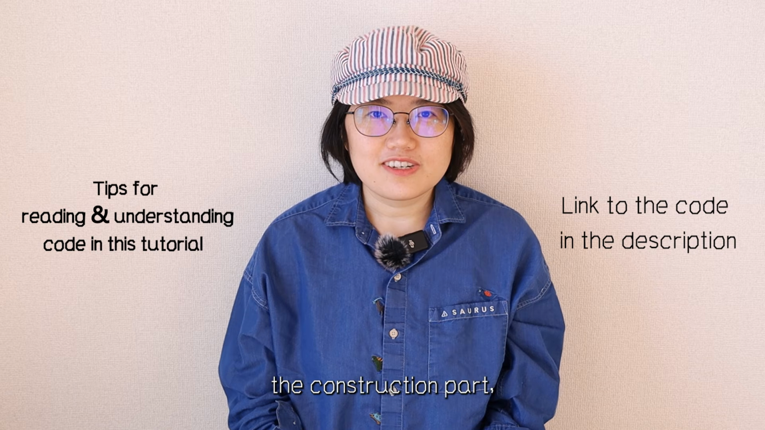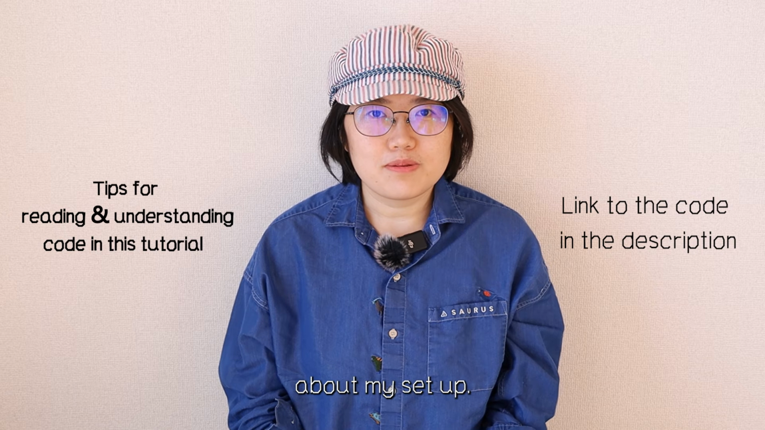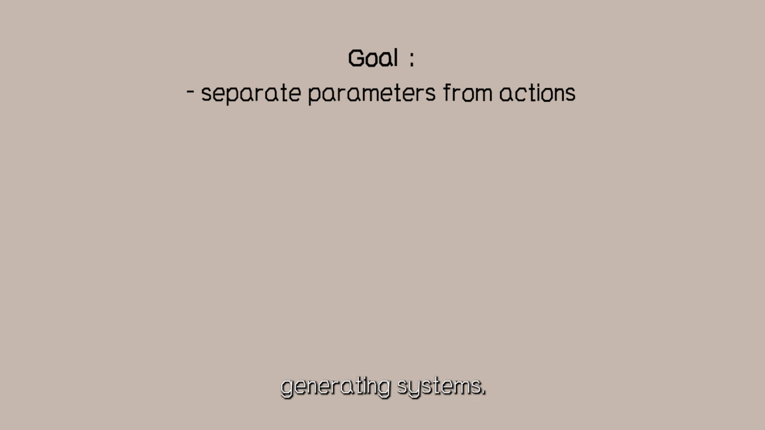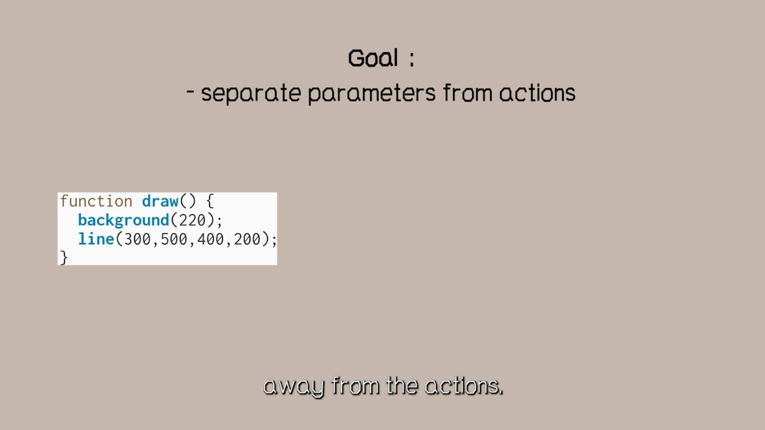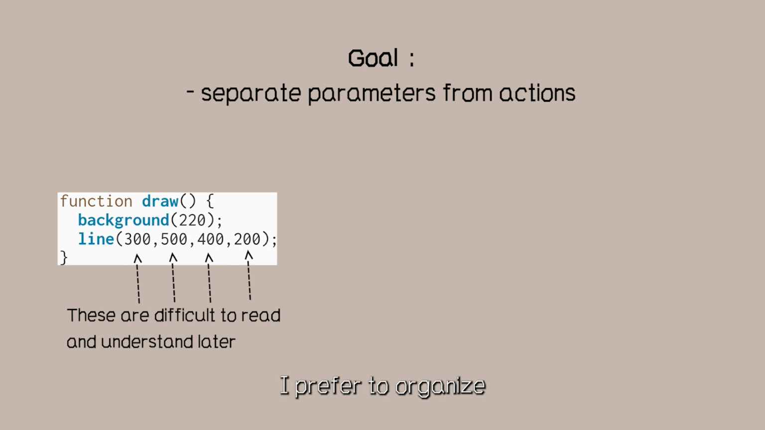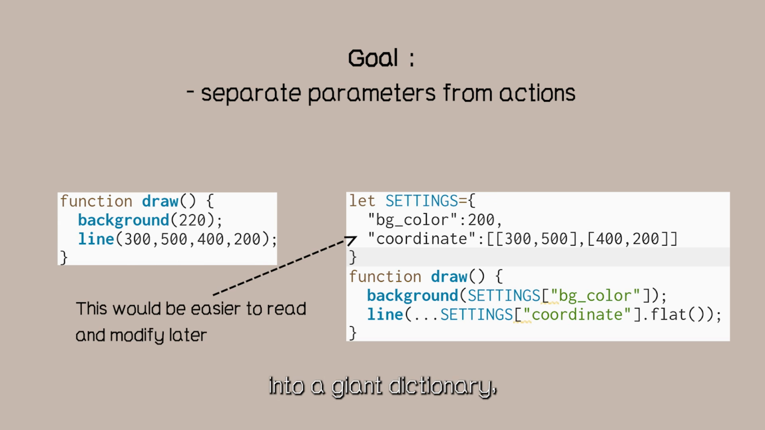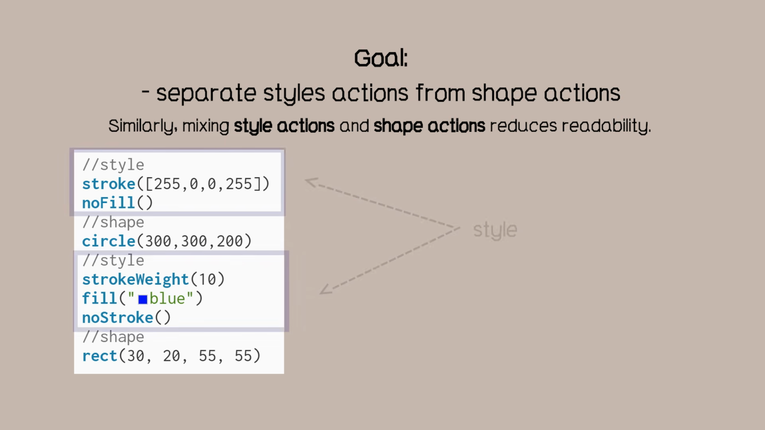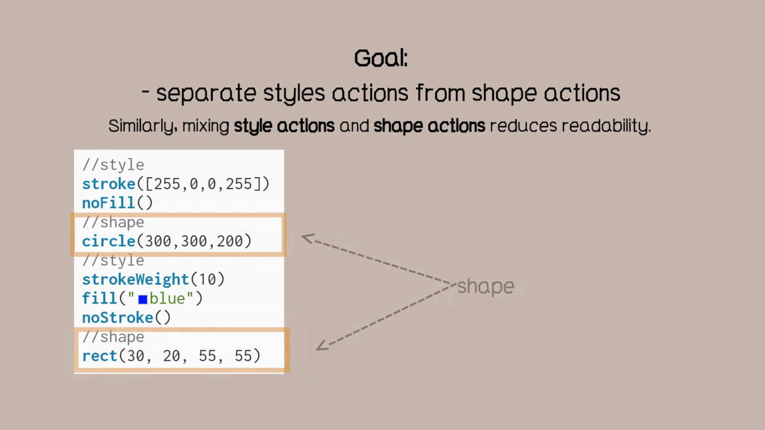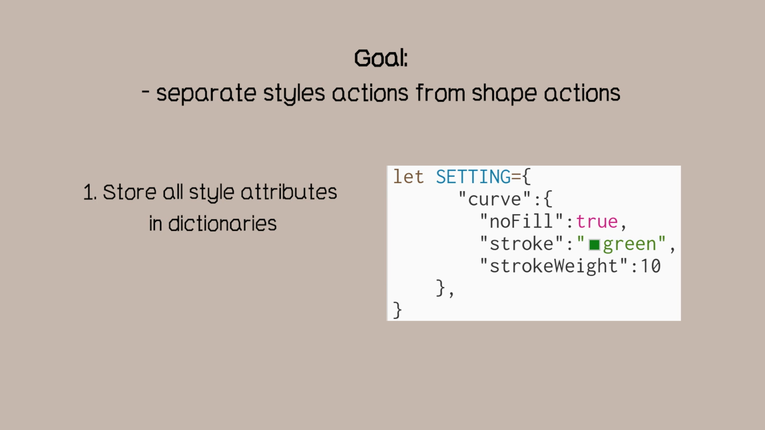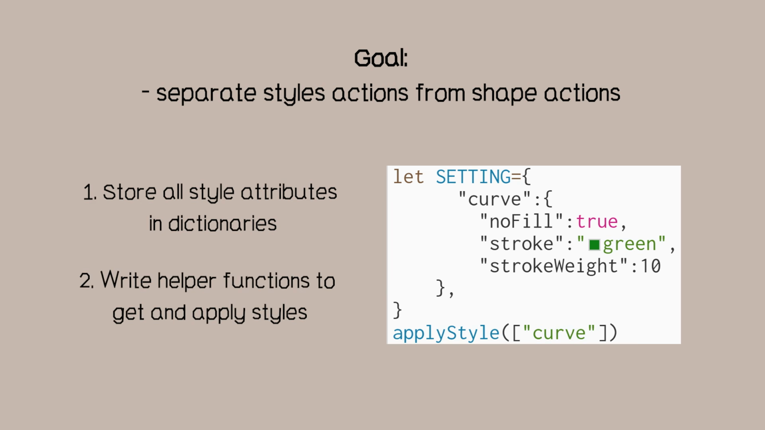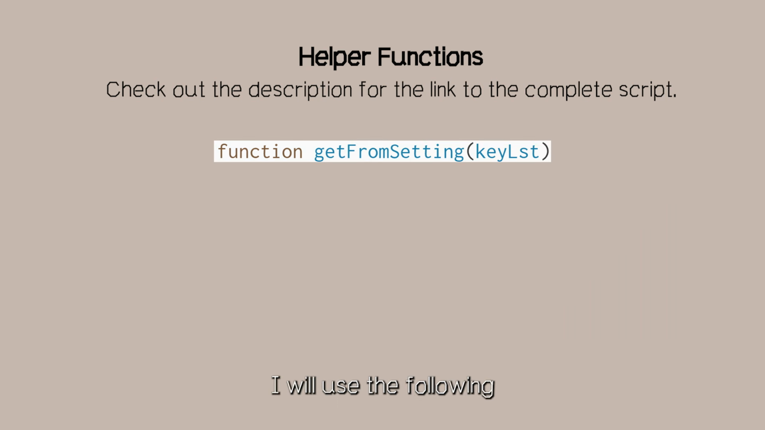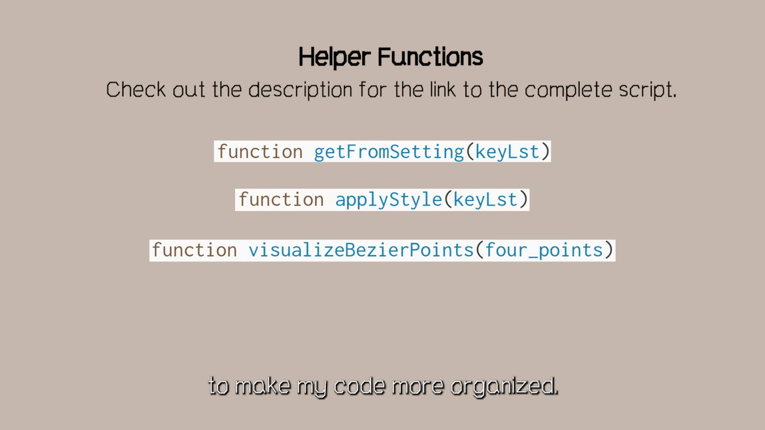Before diving into the construction part, I want to share a bit more about my setup. When I build my visual generating systems, it is very important for me to separate all the parameters away from the actions. I prefer to organize all of the parameters into a giant dictionary and then write helper functions to retrieve those values. In this tutorial, I will use the following helper functions to make my code more organized.